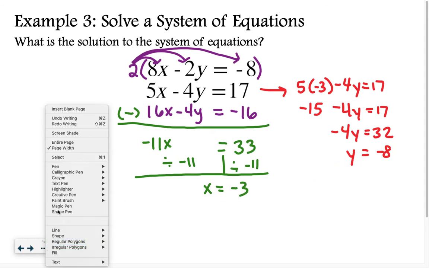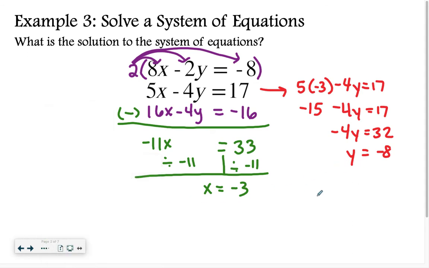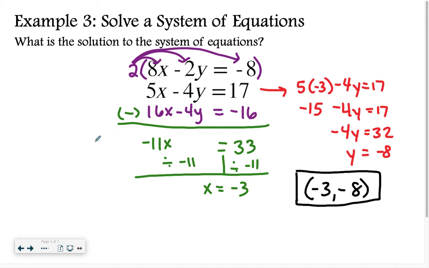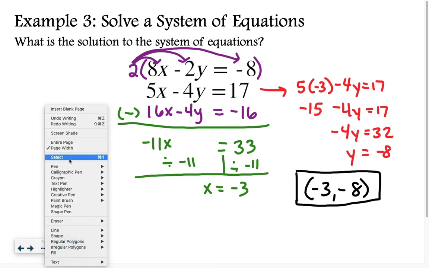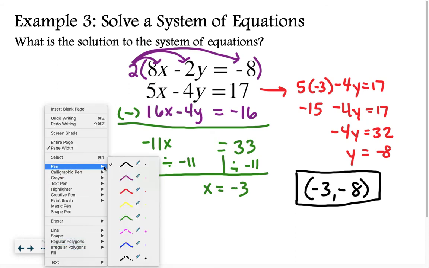So then, just like always, we write our answers as ordered pairs. So negative 3, negative 8, because you do x, comma, y. So that is my solution to the system of equations. And if I were to plug that back in, it should hold true.